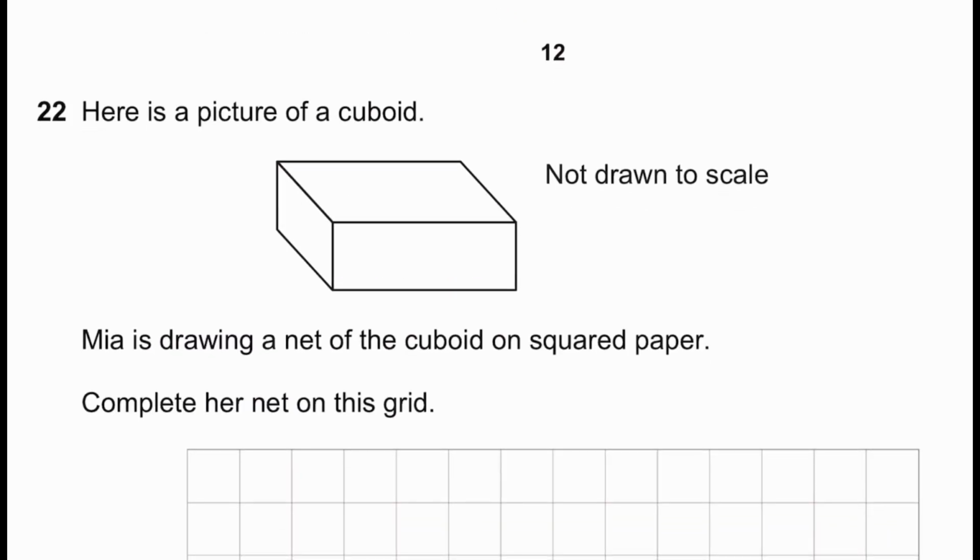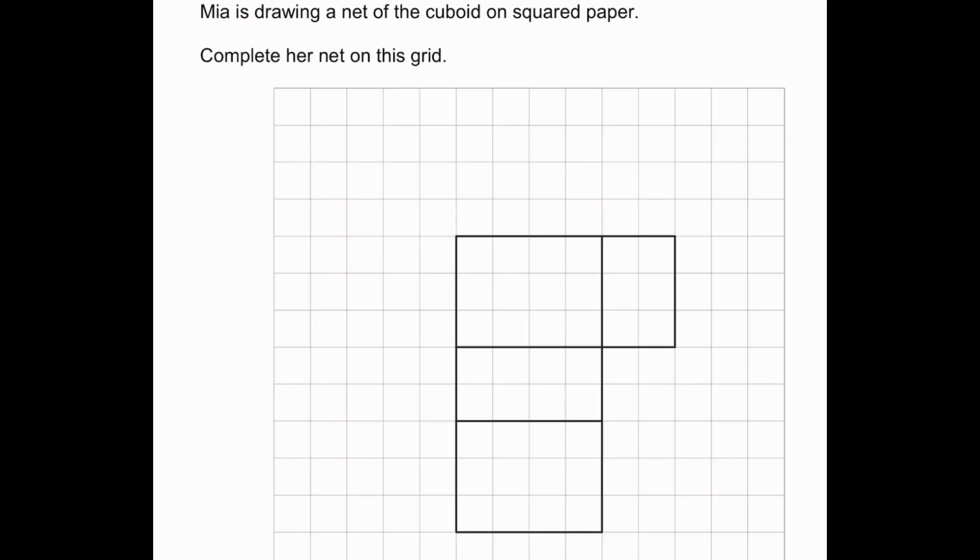Question 22. Here is a picture of a cuboid. Mia is drawing the net of the cuboid on squared paper. Complete her net on this grid. There are a few possibilities. I'll do one of them. I'll draw one small rectangle here. Then I'll draw a rectangle similar to the opposite one here. So this is the completed net of the cuboid.